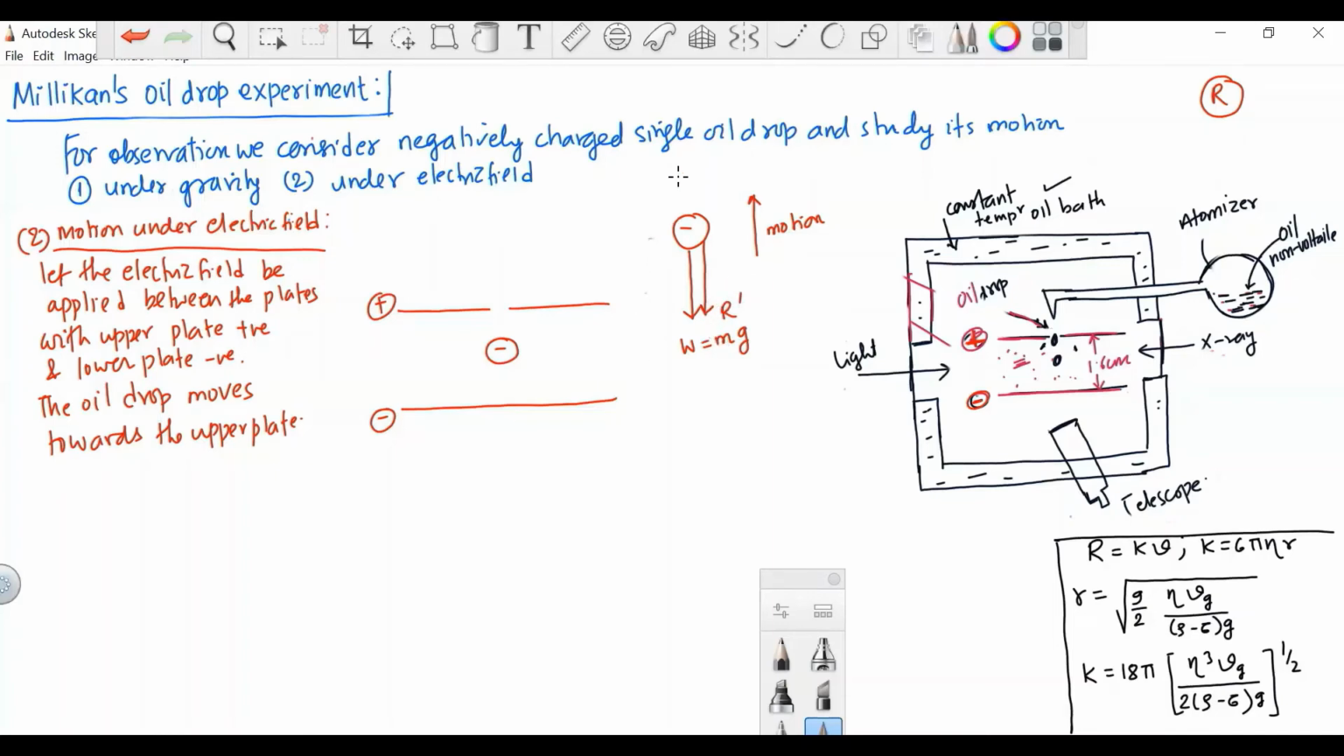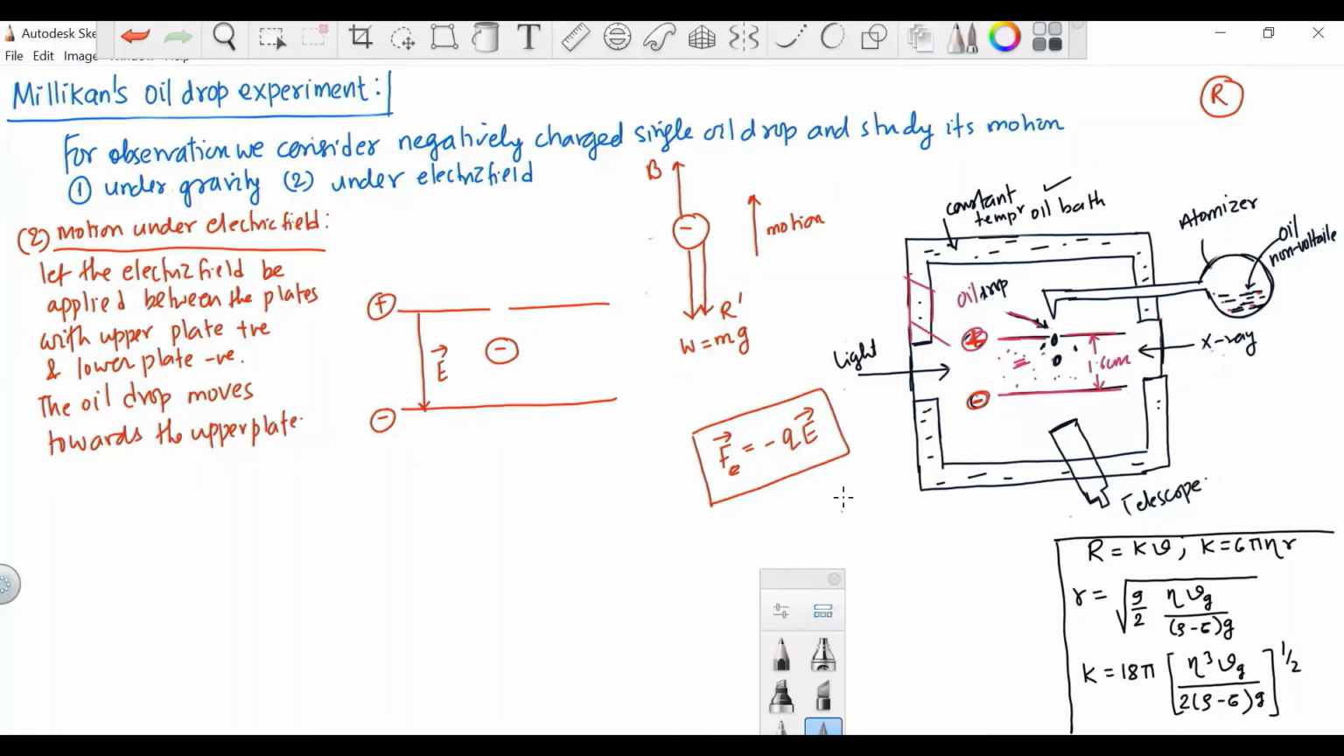Now, the buoyant force acts opposite to the weight. The oil drop also experiences electric force in the presence of electric field, and we know the electric field is directed from upper to lower plate, and in the presence of electric field, the negatively charged oil drop experiences electric force. So this is the electric force.